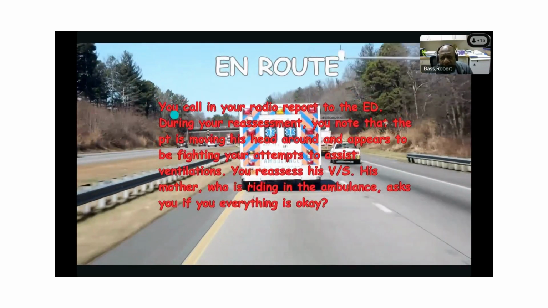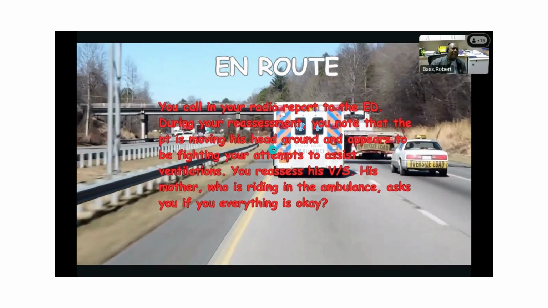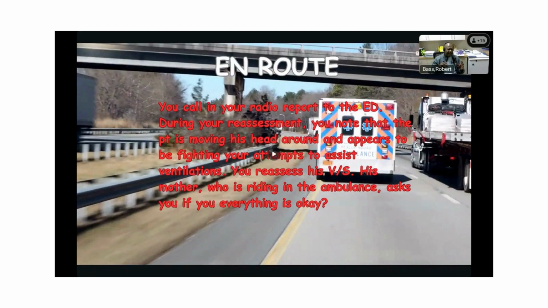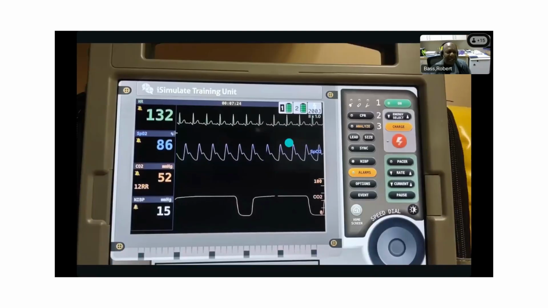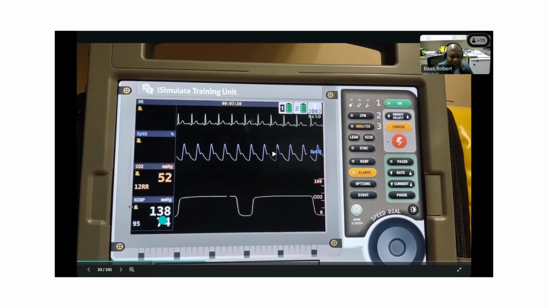All right, so you call in your radio report to the emergency department. During your reassessment, you note that your patient starts to become agitated. He's moving his head. He appears to be fighting your attempts to ventilate. Your bag compliance becomes poor. You reassess his vital signs. The mom asks, are you okay? Do you know what's going on? You've got a heart rate now of 132. He sat at 86%. You've got difficulty bagging, poor bag compliance. His end tidal is 52. His blood pressure just jumped up to 138 systolic with a MAP of 95.